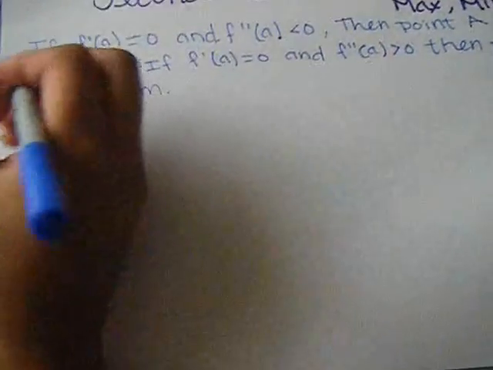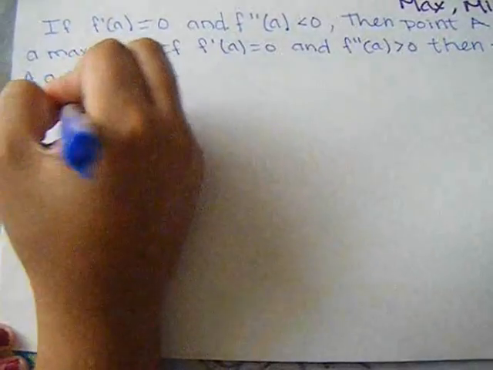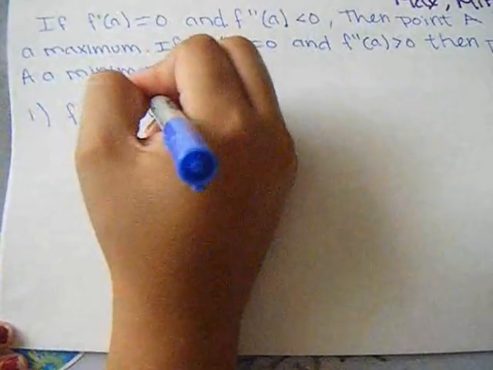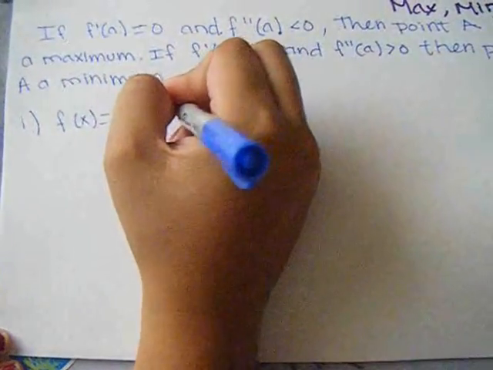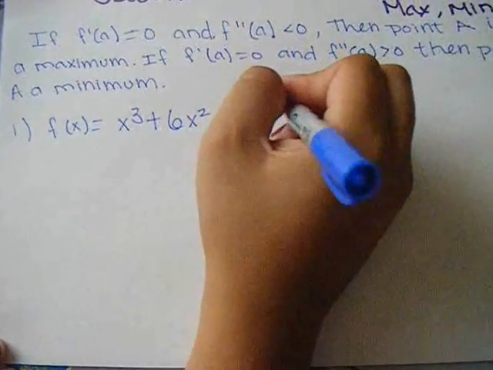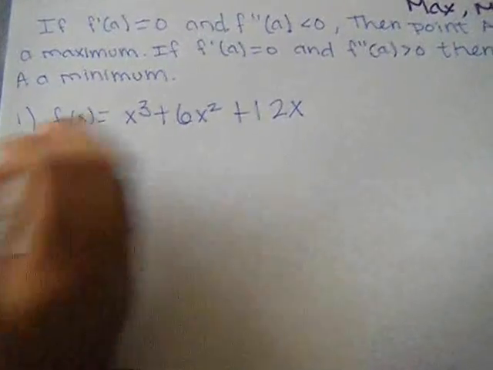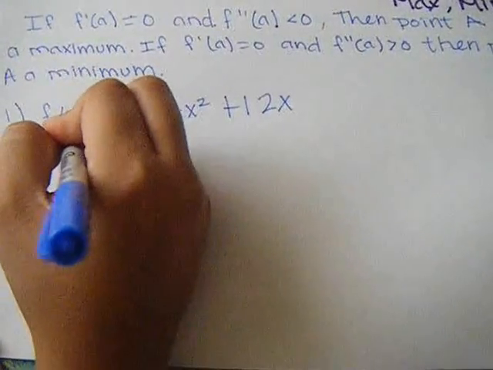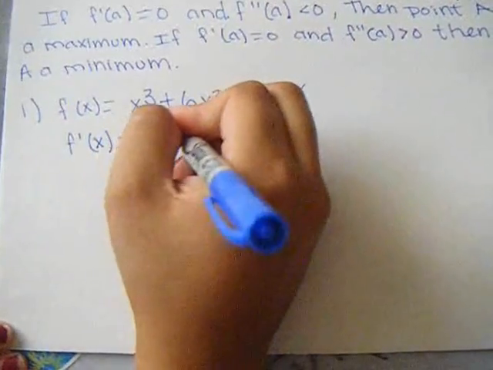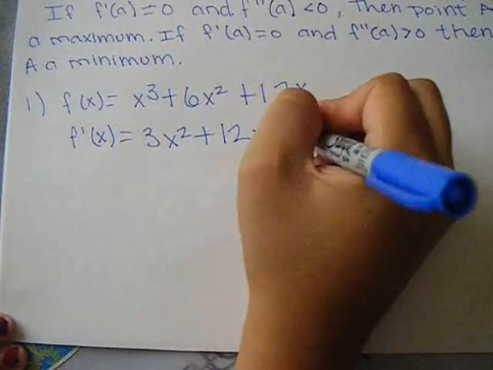Now, for the first example, we're going to have the function f of x is equal to x cubed plus 6x squared plus 12x. So the first thing we're going to want to do is find our first derivative so we can find our critical points. That gives 3x squared plus 12x plus 12.